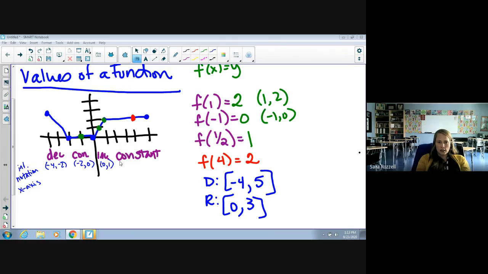The x value where it started, it's going to start at 1, and it's going to end at 5. So that was from 1 to 5 on the x-axis. That's when our graph is constant. So when they ask you increasing, decreasing, or constant, you are going to write the x values where that occurs.